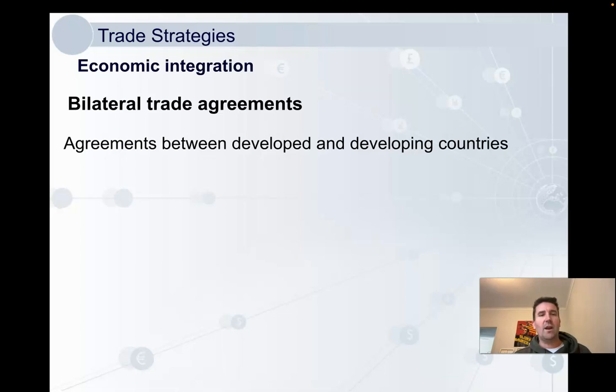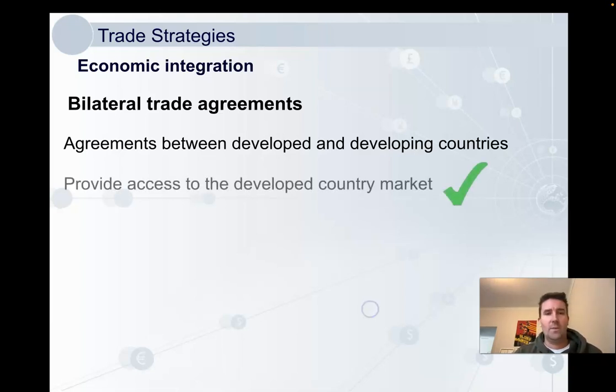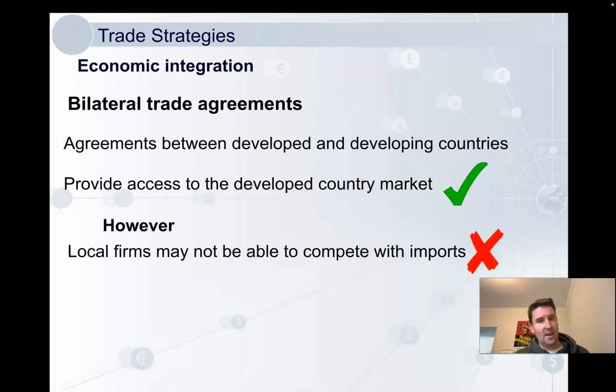In terms of bilateral trade agreements, if we're talking agreements between developed and developing countries, these tend to be a little less successful for growth and development. What they do is they provide access to the developed country market so they can sell cheaply to that market. However, and this is a negative, you can see by the cross I've put there, local firms may not be able to compete with imports from the developed country. So some of the benefits some firms might gain, but a lot might get hurt with this.